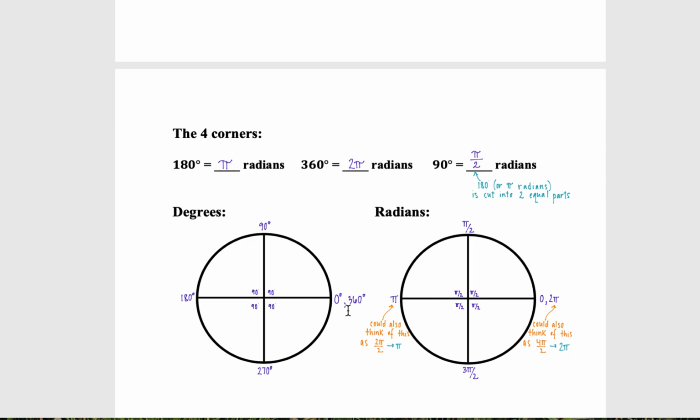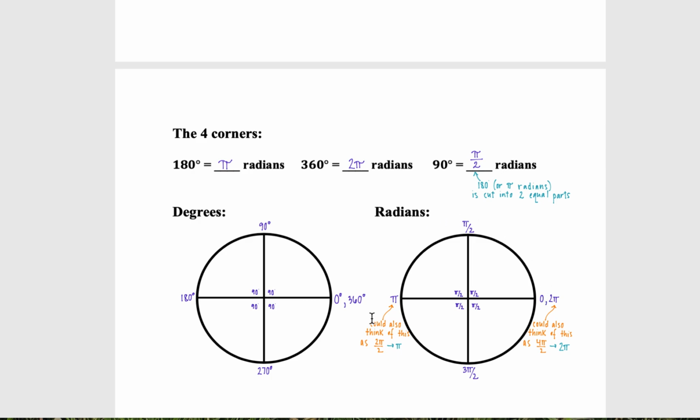Okay, now let's think about what that would look like in radians. So in order to do that, we've got to think about this other thing that we learned in a previous lesson, that 180 degrees is equivalent to pi if we're in radians. So I can come over to my circle here now and say, well, I know that 0 starts here.